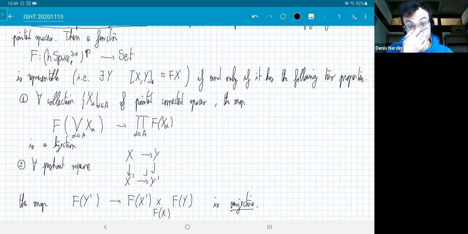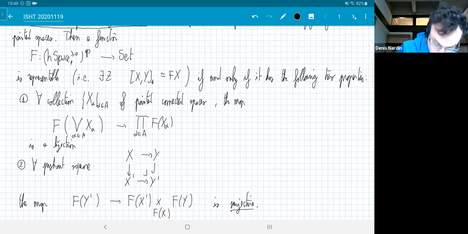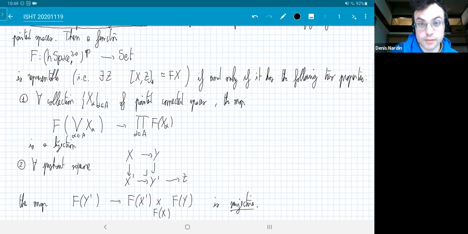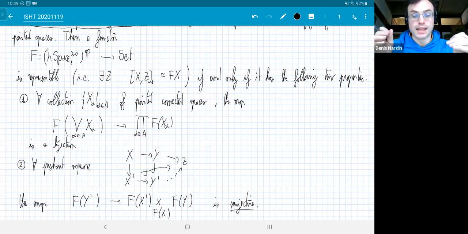So, for example, imagine that F is representable by, let me call it Z. The left-hand side is the homotopy classes of maps from Y' to Z. And the right-hand side instead is pairs of maps from Y and X' to Z, such that the compositions are homotopic. But a map from Y' to Z is a pair of such maps plus a homotopy. So it's surjective, because the fact that these two maps are homotopic means that a homotopy exists. But there might be more than one choice, so the map is not injective.